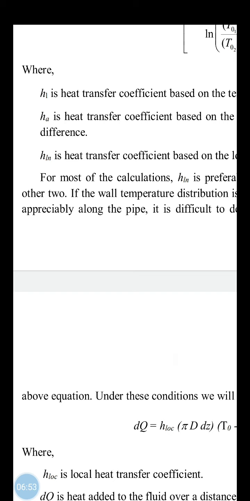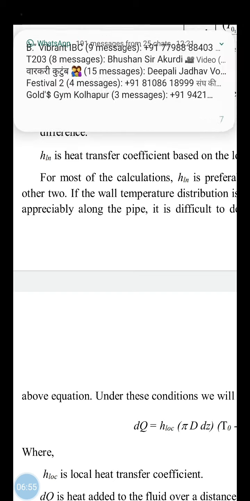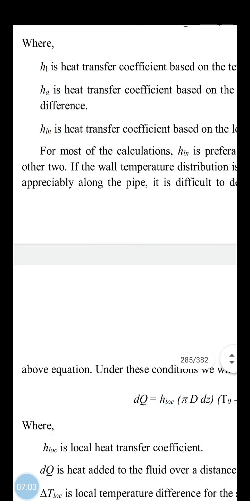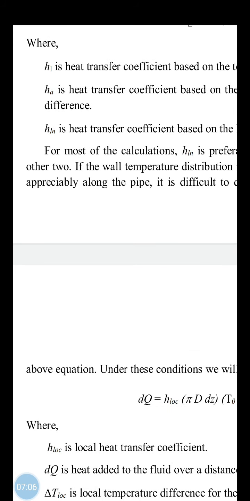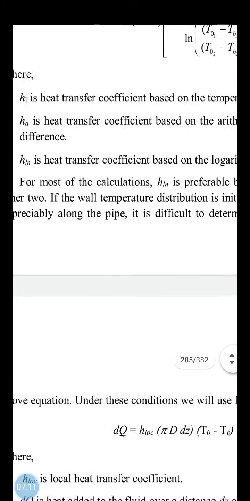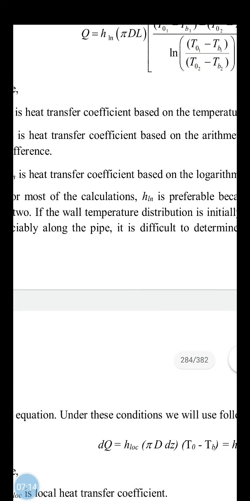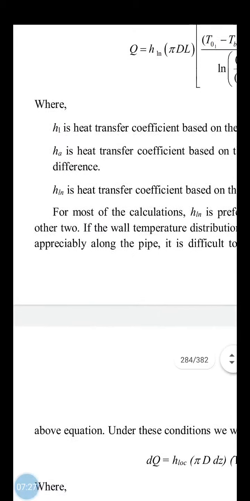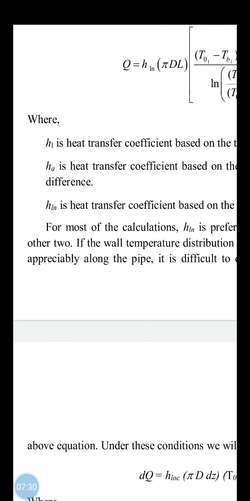So we discussed the three different heat transfer coefficients based upon initial temperature, arithmetic mean temperature, and logarithmic mean temperature. For most of the calculations in heat transport, the logarithmic heat transfer coefficient is preferable. Why? Because it depends less upon the L by D ratio, and it gives you a more accurate value of temperature difference. It gives a more accurate value of heat transfer coefficient. So this is how you can prefer the logarithmic mean over the remaining two.